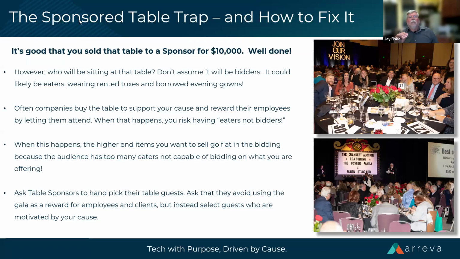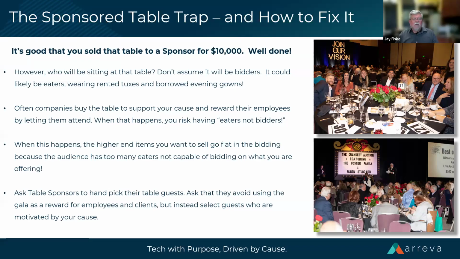So let's talk about sponsorships and corporate tables for just a second. There are a lot of organizations that are really, really good at selling corporate tables and sponsorships. They're really, really bad at filling the room with bidders, not eaters. There's an assumption that if someone spends $10,000 for a corporate table, somehow that corporate table is going to magically become very active bidders that can spend $5,000 and $10,000 and $15,000 on auction items. And that's just not true.